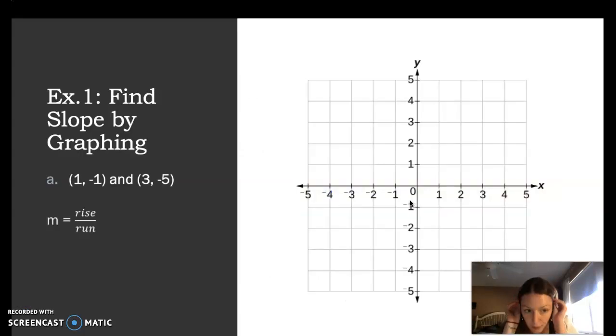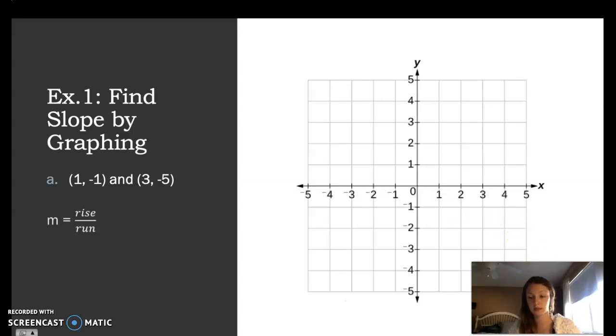All right, example 1. Find the slope by graphing. So I'm going to work through this with you guys, and I want you to copy down what I write as I go, okay? All right, so it gives us 2 points. It lists them, (1, -1) and (3, -5). And if we remember, this would be one of the times where we use the rise over run formula for slope. So we are going to first plot our points, and I hope this works.